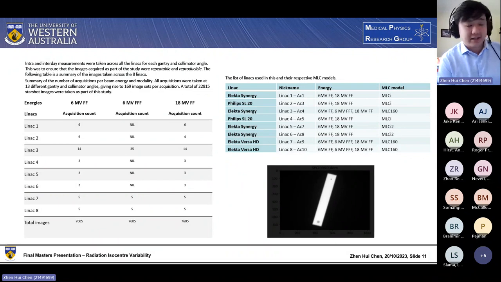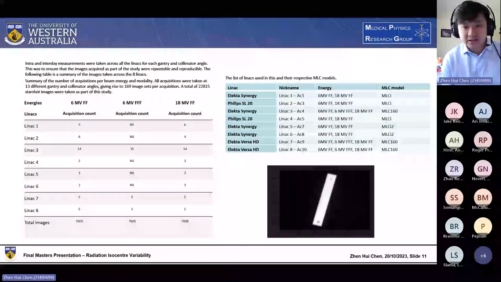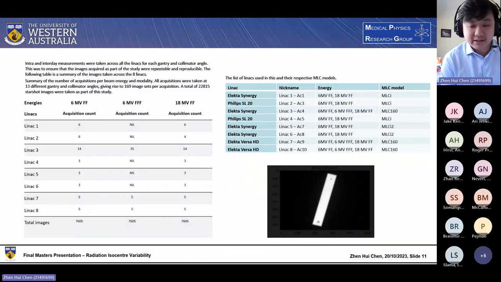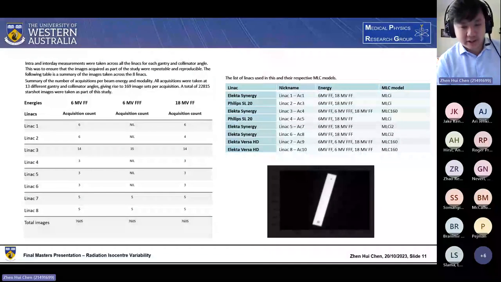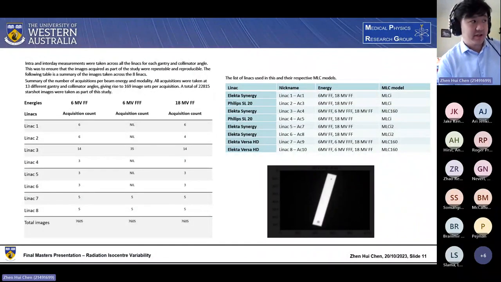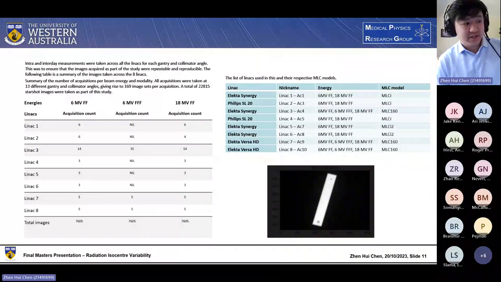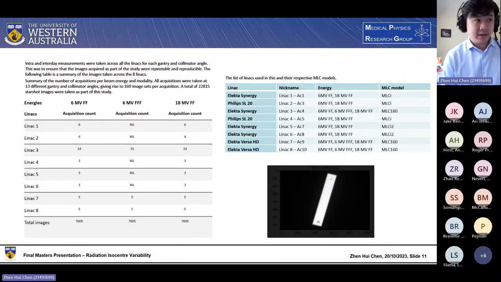So all acquisitions were taken at 13 different gantry and collimator angles. They were taken in steps of 30 degrees. So for one entire collimator arc, you would have one gantry angle and so on and so forth. So that gives 169 images per set of acquisition. As you can see, our total images go up to a count of roughly 22 to 23,000.